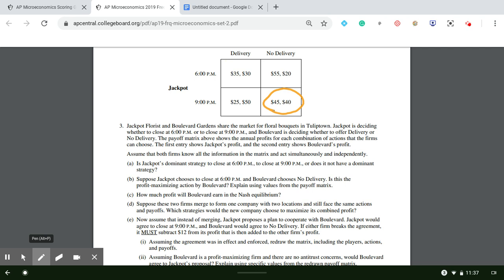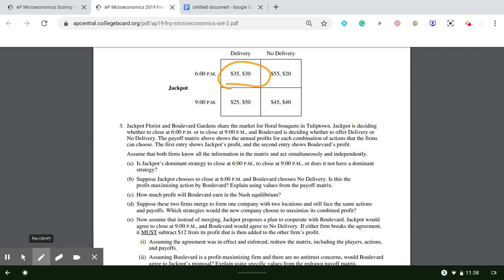Because, oh yeah, we'll stay open till 9 p.m., says Jackpot, but they could easily go, boom, let's close at 6 p.m. and make an extra $10. Or Boulevard could say, "Oh yeah, we won't cheat, we'll not deliver," and then boom, they could cheat and deliver and get $50. Okay, so even though this 40, 45, and 40 is the best outcome for both of them, if they could just collude, it opens itself up to cheating, and that's why we have this Nash equilibrium up here.